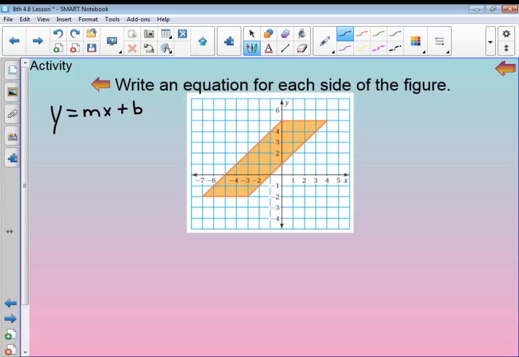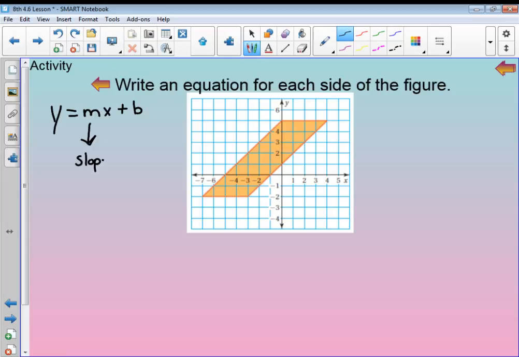Okay, in this equation, our m is our slope, and our b is our y-intercept. Okay, in a previous lesson, we learned how to graph when they would give us a y-intercept equation. Now what we're going to be doing is the opposite of that, where they're going to give us a graph of a line, or in this case, a figure, and we're going to write the actual equation.